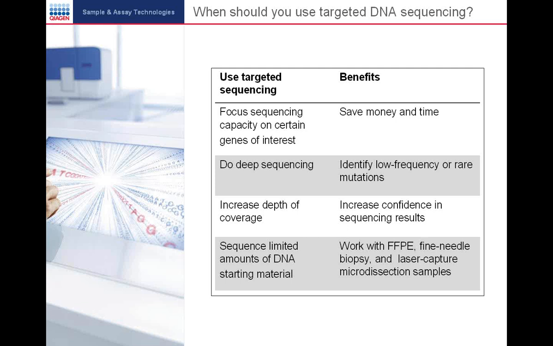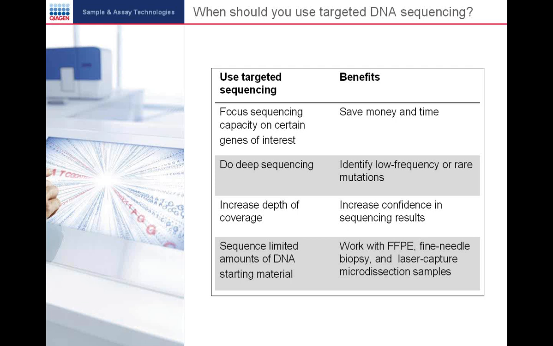Can you give us an example? For example, if one is interested in identifying the role that certain BRCA1 mutations play in breast cancer, one can focus all the sequencing capacity on BRCA1 itself without the need to sequence the entire genome. And second is to do deep sequencing, which identifies low-frequency or rare mutations.